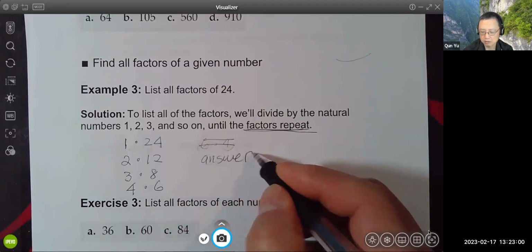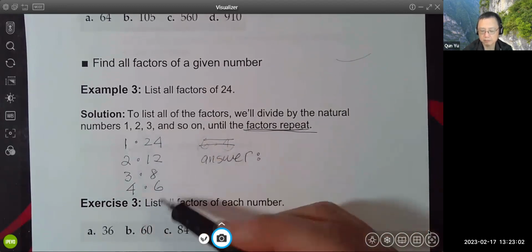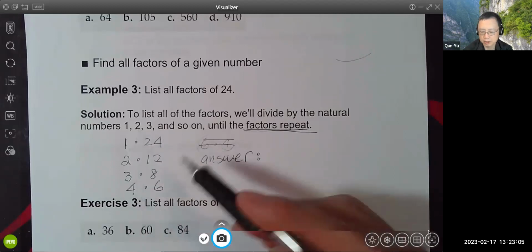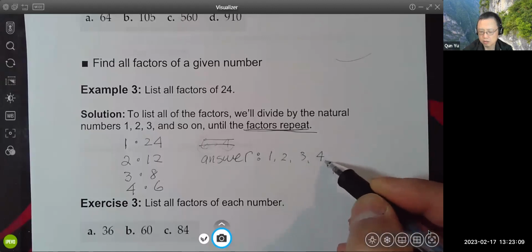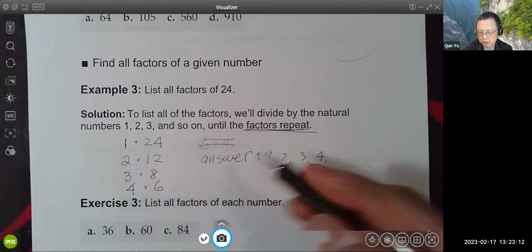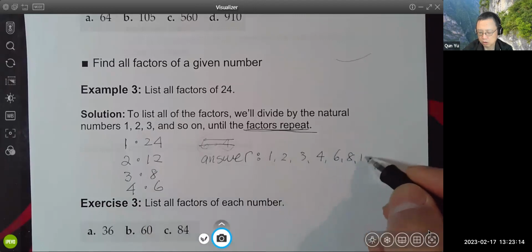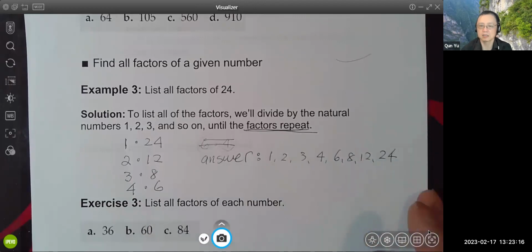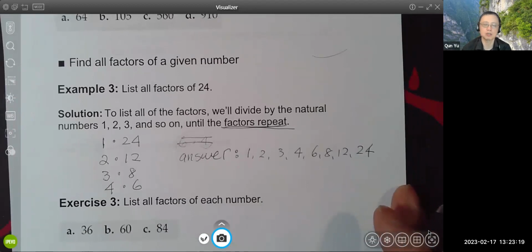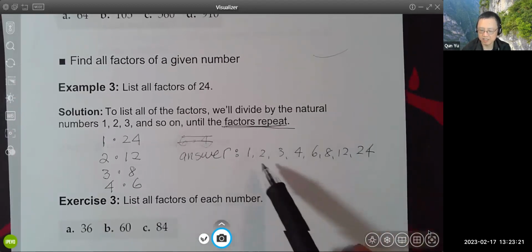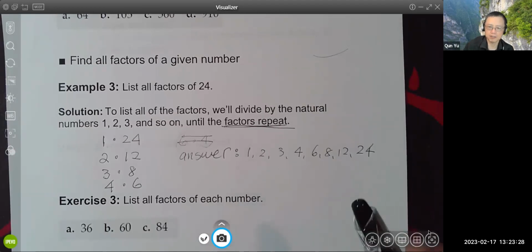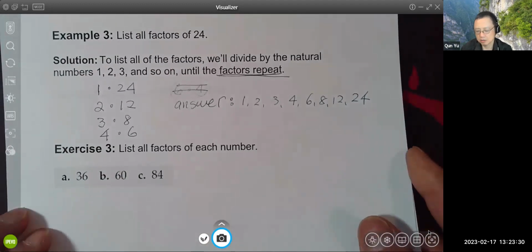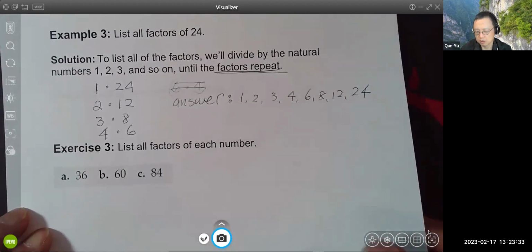We need to list all of these factors. So I'm going to list them from the smallest to the greatest. 1, 2, 3, 4, 6, 8, 12, 24. These are all the factors of 24. That means 24 can be divided by each one of these evenly. So that's called all of the factors. This is your third set of exercise questions.